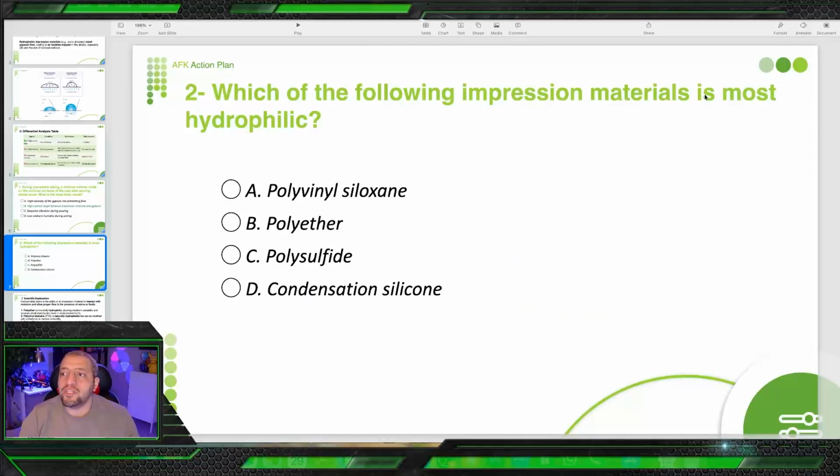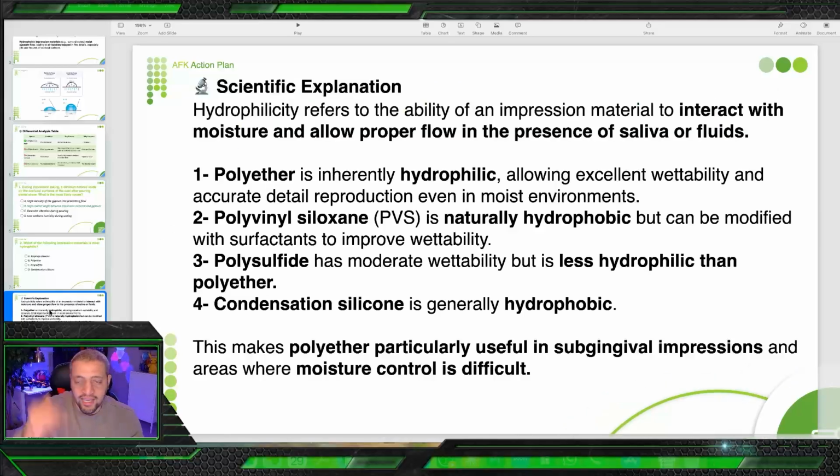Which of the following impression materials is most hydrophilic? Hydrophilic means water-loving. Polyvinyl siloxane, polyether, polysulfide, condensation silicone. So the question is mainly asking you about the rubber. Which one of the rubbers is most hydrophilic? Loves water. So let's go through it in order.